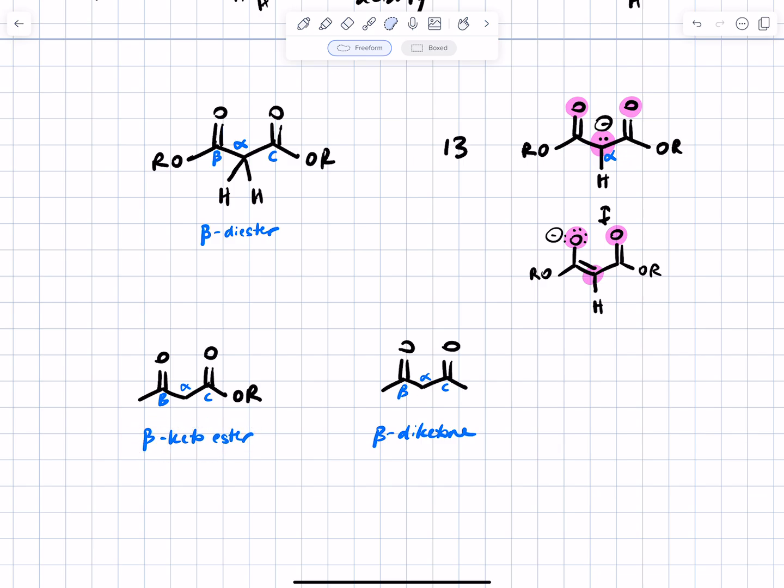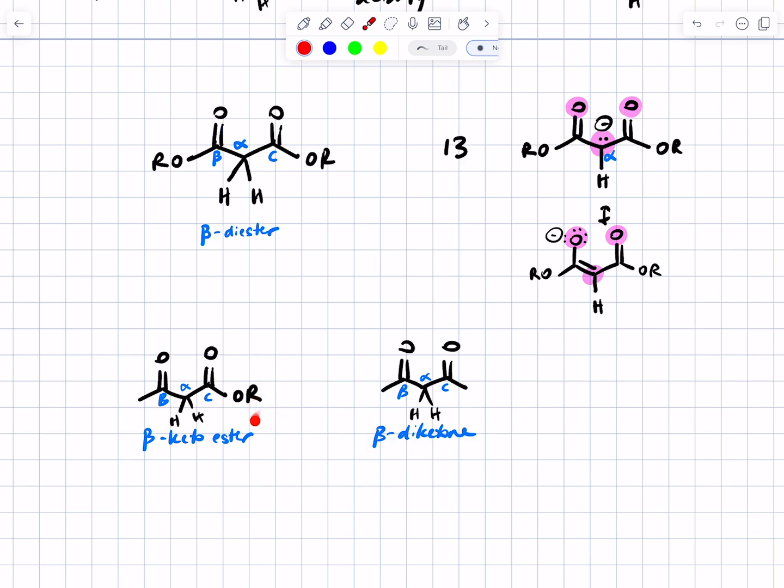I haven't drawn the protons on the alpha carbon, but that's fine with these structures. They can be implied. All right, tell me what the relative acidities of the beta diketone and the beta keto ester are. Which alpha proton is more acidic? Keto ester or diketone? Diketone is right. Why is that more acidic than the beta keto ester, sorry?